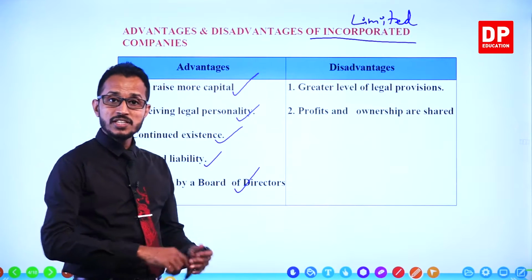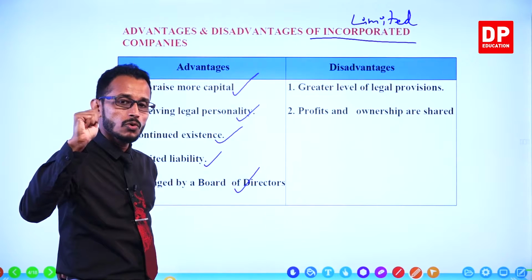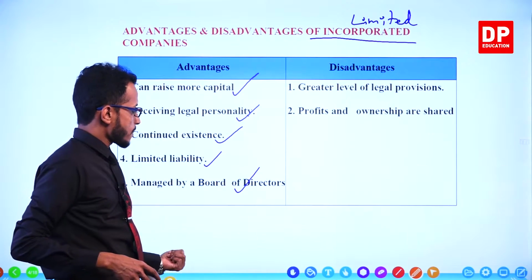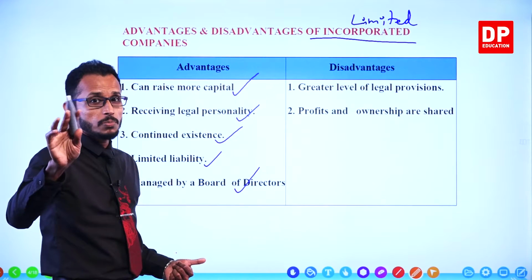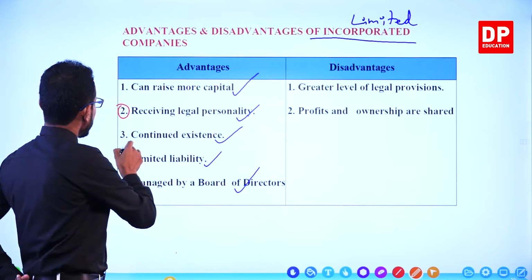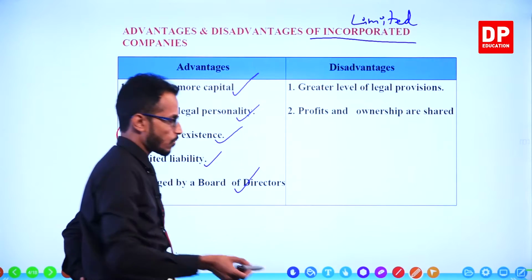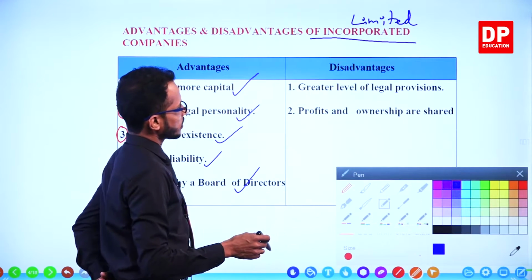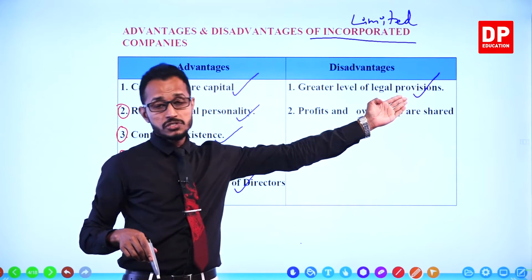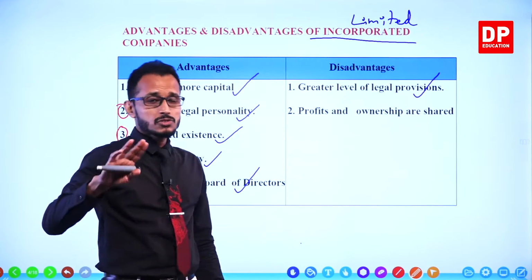So how many, children? Five advantages. At least remember three or four. You can remember the most important ones, the things which sole proprietorships and partnerships do not have. What? Legal personality, and limited liability with continued existence. Those are the most important advantages. All right, so advantages, now disadvantages. More legal provisions, more barriers, legal barriers. It's not so easy to start a company.